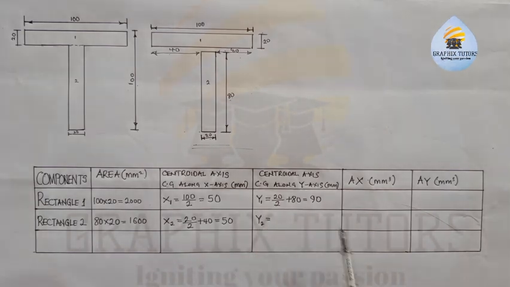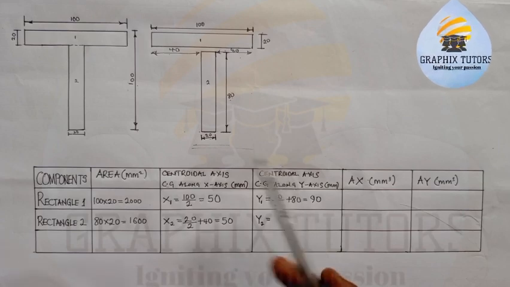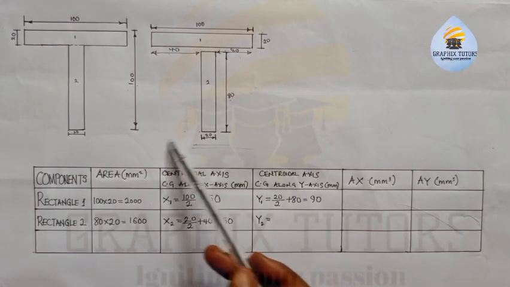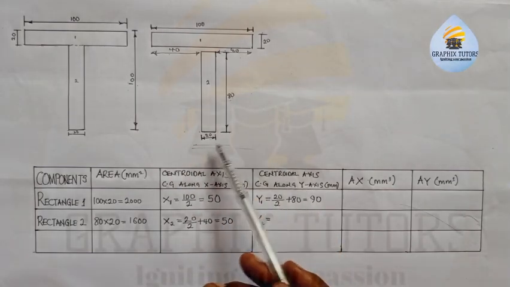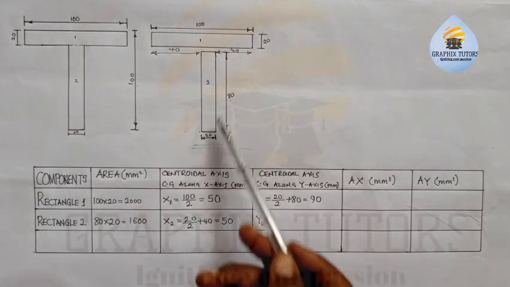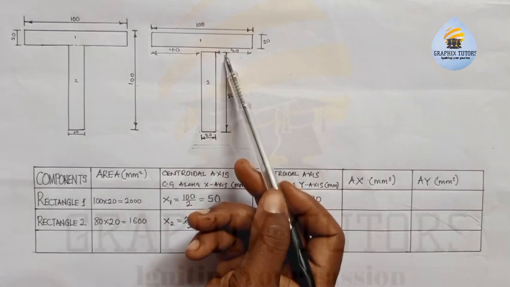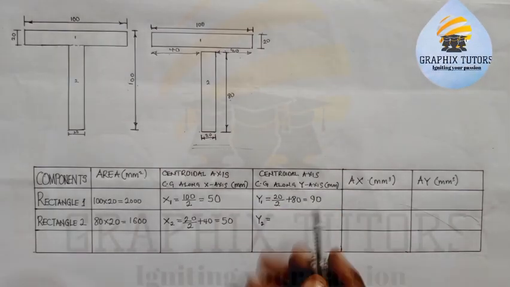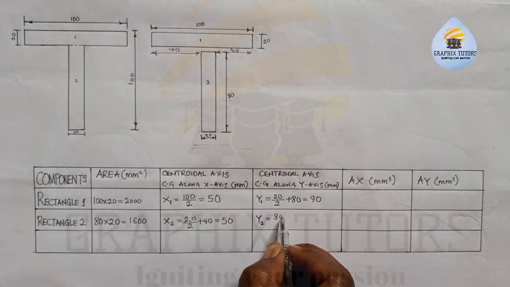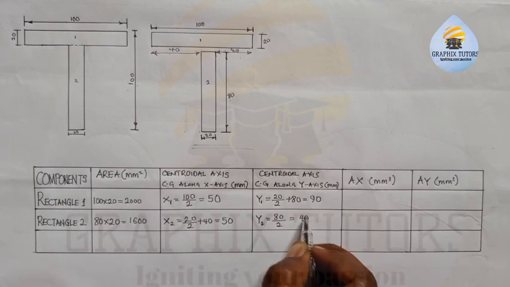Now if I travel for the y2, this is the ground floor. I don't have to go any distance if I get to y2. From the ground floor here to this point here is 80. So it will just be 80 divided by 2, and that gives us 40 millimeter. Is that okay now?